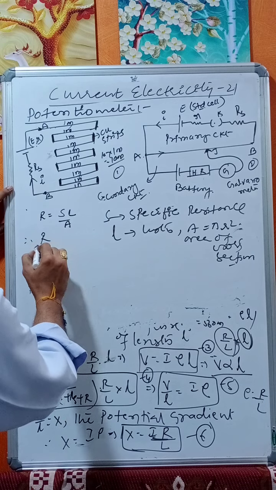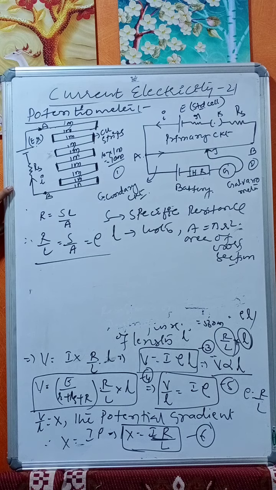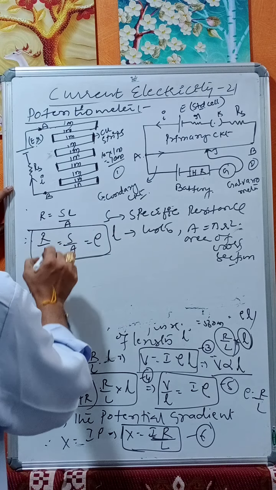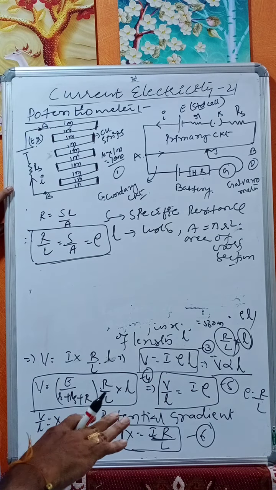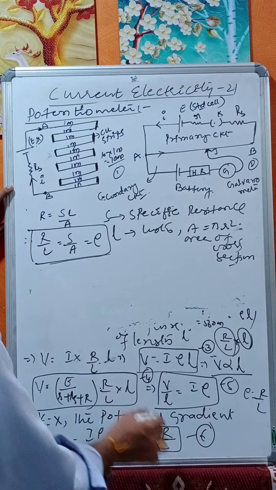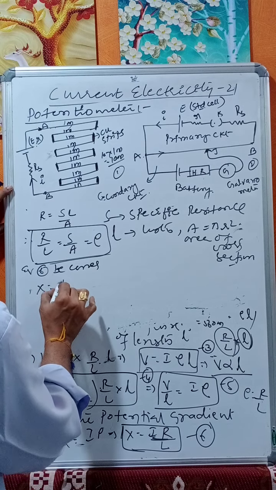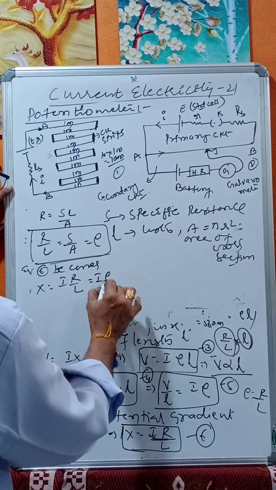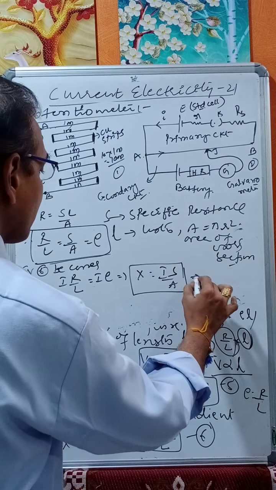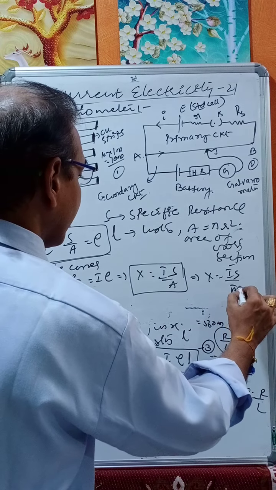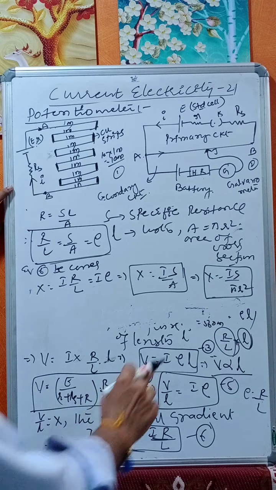This implies R by L is equal to S by A, that is equal to rho. Therefore, you can replace R by L with S by A. What is S there? It's not resistance, it is the specific resistance. Now X is equal to I into R by L, that is I rho. This implies X is equal to I S by A, which is I S by pi r square.